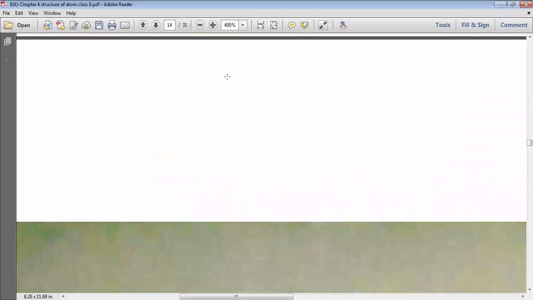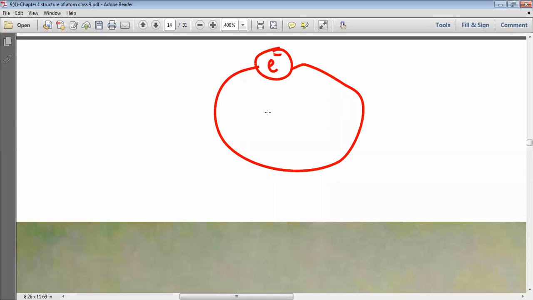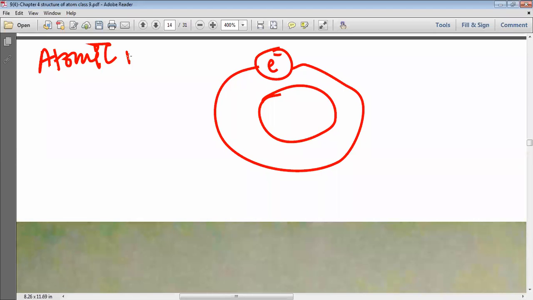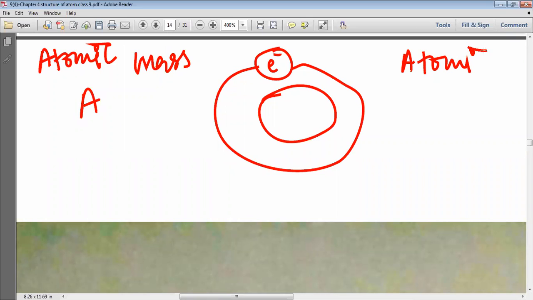Now one more thing, my dear students, this number of electrons is not important for us for determining the atomic mass or atomic number. We have two things. One is atomic mass, this atomic mass is represented by A. We have atomic number, that is represented by Z.